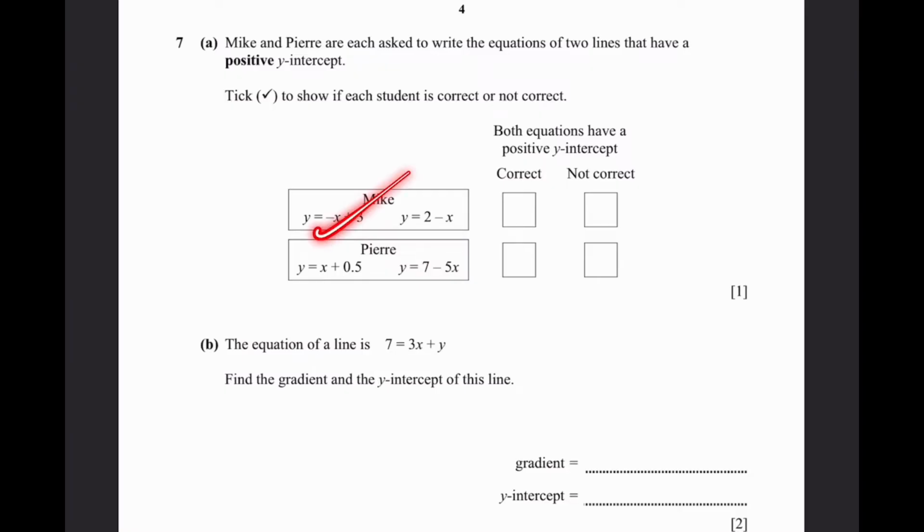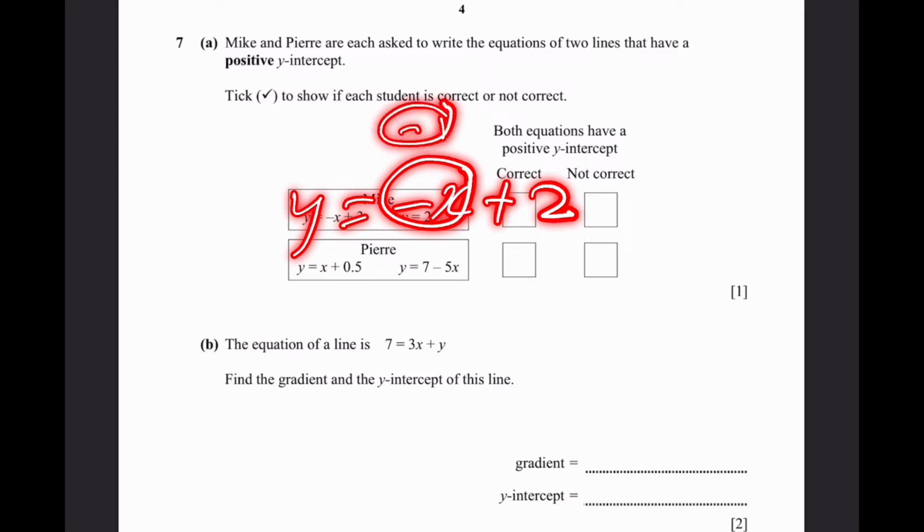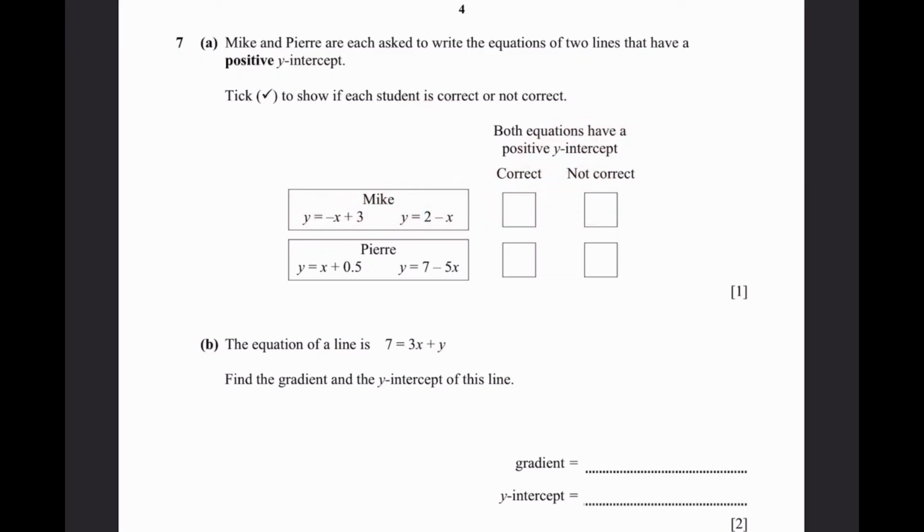So that's positive y-intercept. Now for this one, y equals 2 minus x, we can write that as y equals minus x plus 2. Now once again, m is equal to minus 1, and c is this time positive 2. But both equations have positive y-intercept, so Mike's is correct. Now what about Pierre?